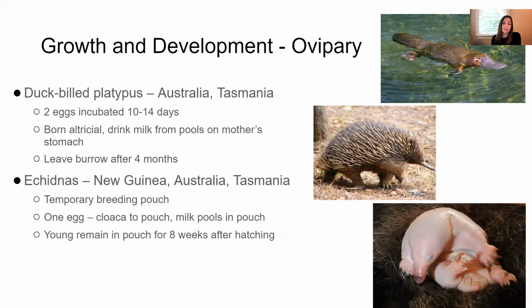For echidnas, there's a couple different species, and these are found in, again, Australia and Tasmania, also New Guinea, which is an island to the north of Australia. Echidnas will have a temporary breeding pouch. So they'll lay 1 egg, and then the young, when hatched, goes into the pouch, and again, milk pools. So there aren't nipples to latch onto. The milk pools in the pouch, and the young drink it from there. Young will remain in the pouch for about 8 weeks after hatching. This is what a baby echidna looks like while still in the pouch.